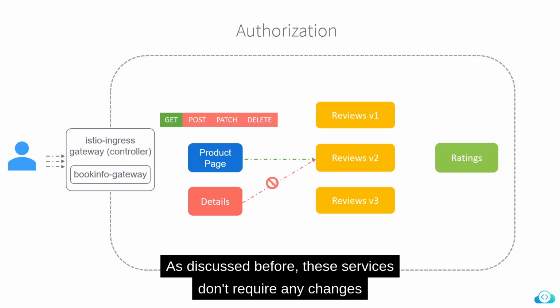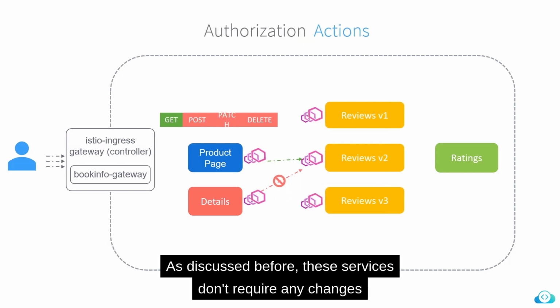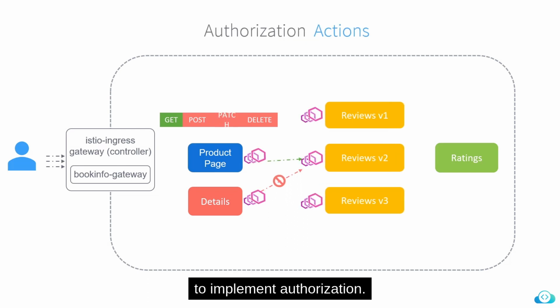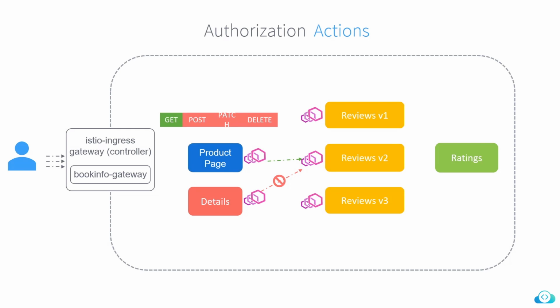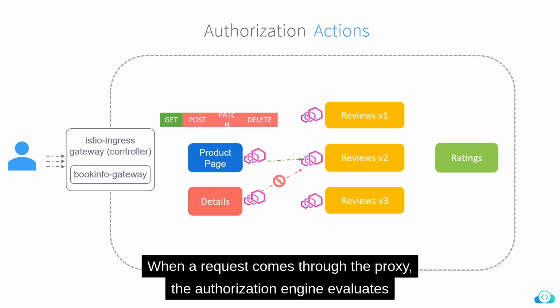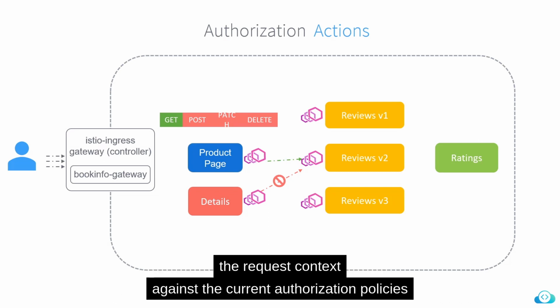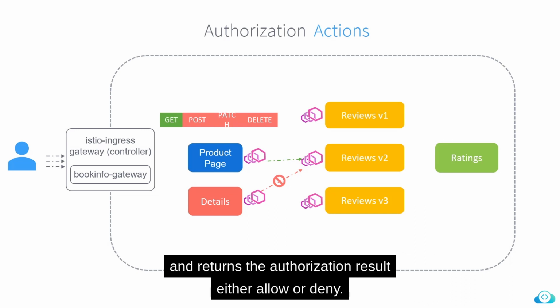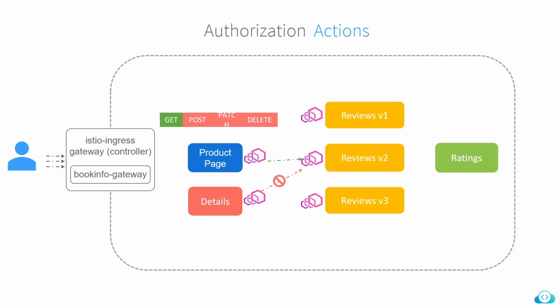As discussed before, the services don't require any changes to implement authorization. This is implemented by Envoy Proxy's authorization engine at runtime. When a request comes to the proxy, the authorization engine evaluates the request context against the current authorization policies and returns the authorization result, either allow or deny.